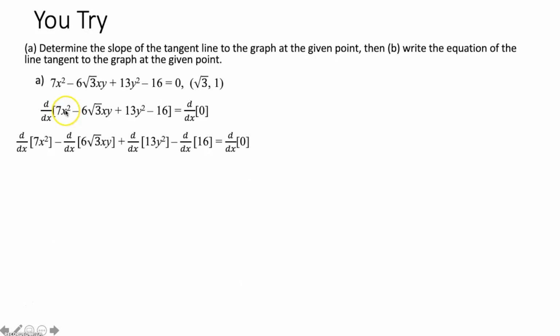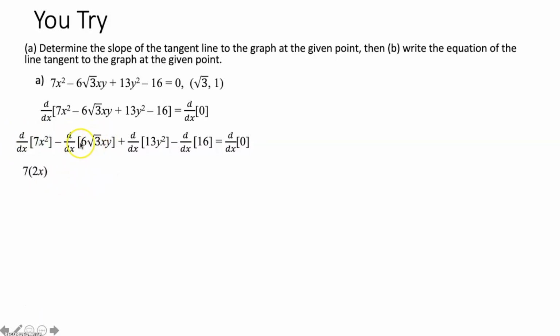Let's first take the derivative of 7x squared. Notice we have x squared, and we're taking the derivative with respect to x. Because of that, it's just going to be like normal. We're going to use the power rule. Here, it's going to be 2x to the first power. And the 7, remember, by the constant multiple rule, just stays out front. So it's going to be 7 times 2x to the first power.